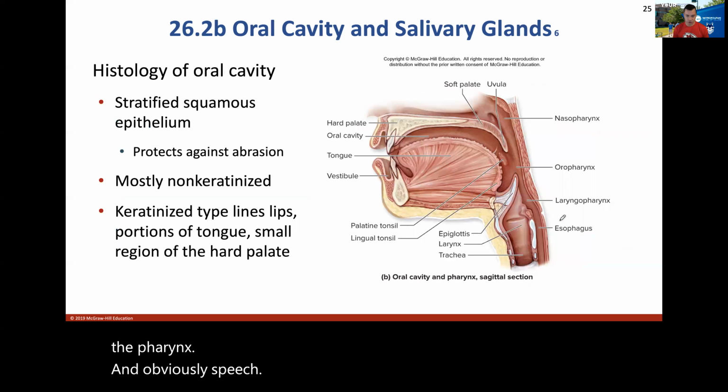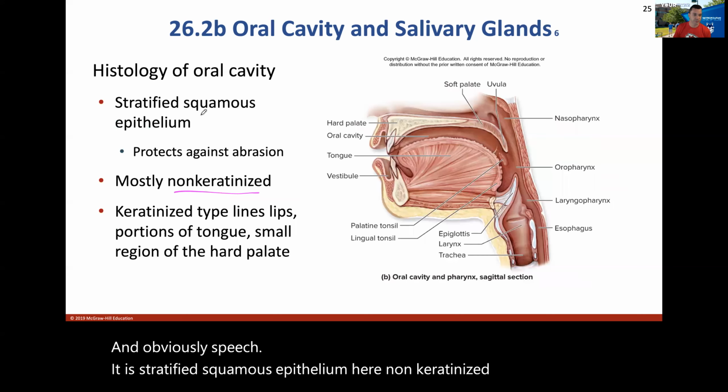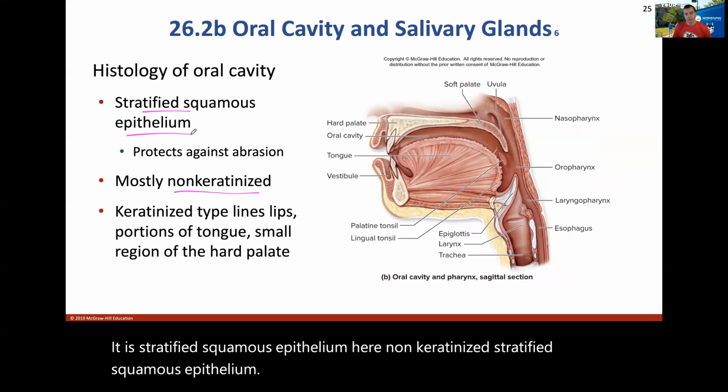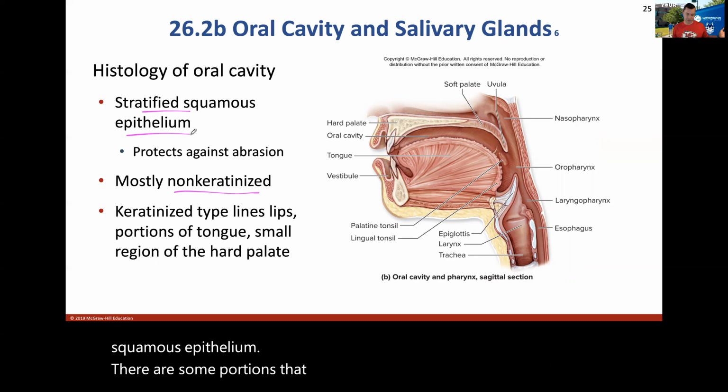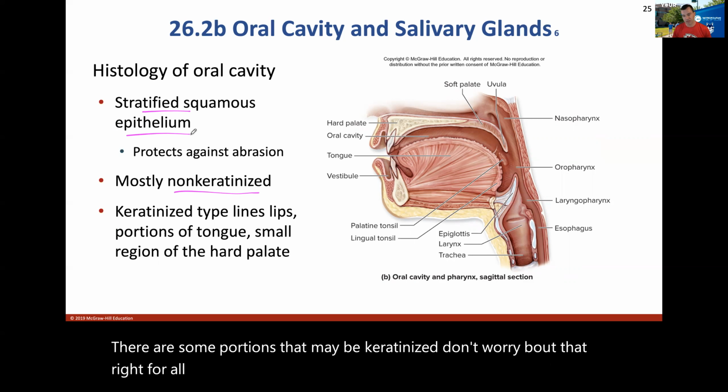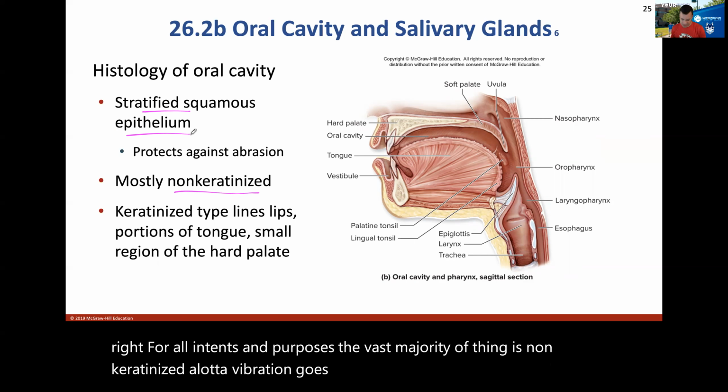It is stratified squamous epithelium here, non-keratinized stratified squamous epithelium. Okay. There's some portions that may be keratinized. Don't worry about that. All right. For all intents and purposes, the vast majority of this thing is non-keratinized. A lot of abrasion goes on there, so I hope that makes sense.